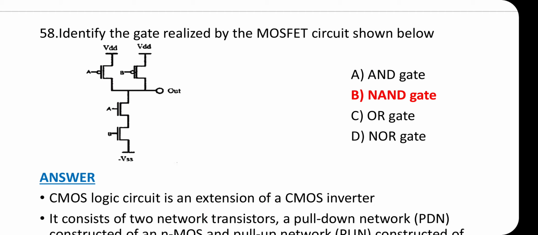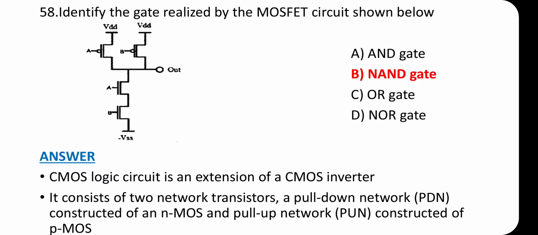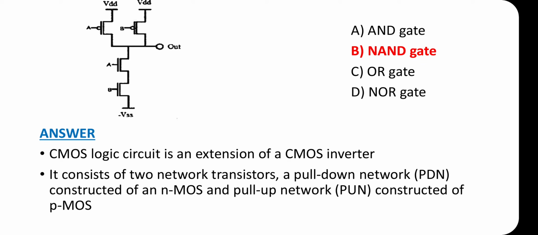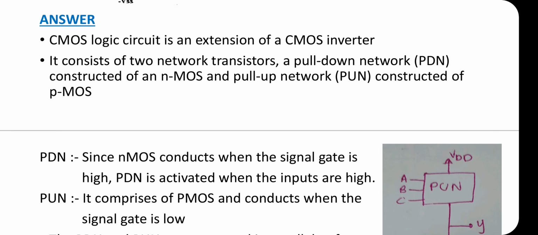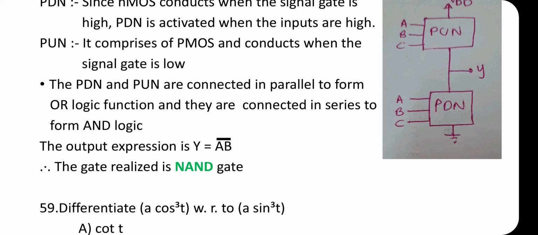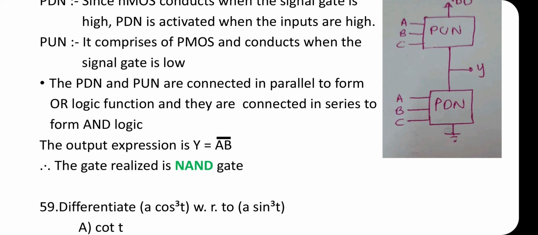CMOS logic circuit is an extension of CMOS inverter. It consists of two network transistors: a pull-down network PDN constructed of NMOS and a pull-up network PUN constructed of PMOS. PDN, since NMOS conduct when the signal gate is high, is activated when the inputs are high. PUN, pull up network, comprises PMOS and conducts when the signal gate is low.